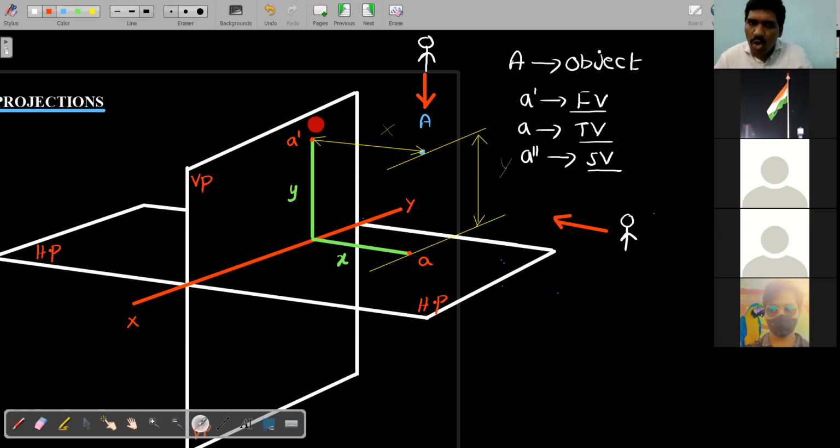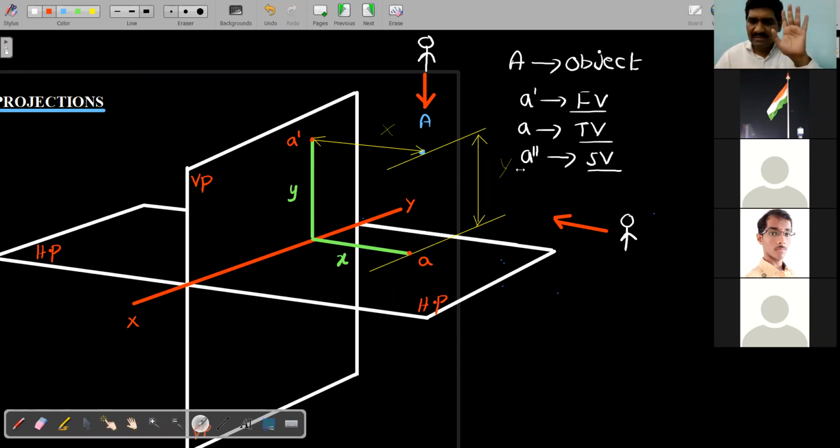Now tell me, all of you, finally what we have done. Front view is drawn on which plane? Vertical plane. Top view is drawn on which plane? Horizontal plane. Okay, so all of you, everybody just say once yes. Did you understand or not? Yes, sir. Okay.